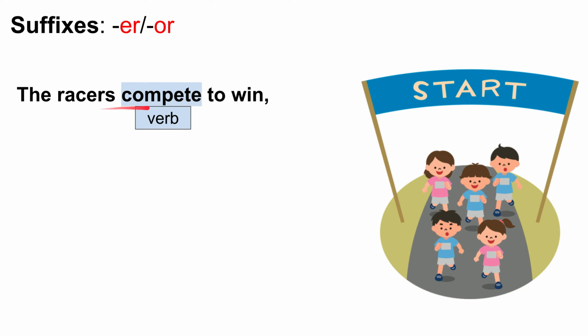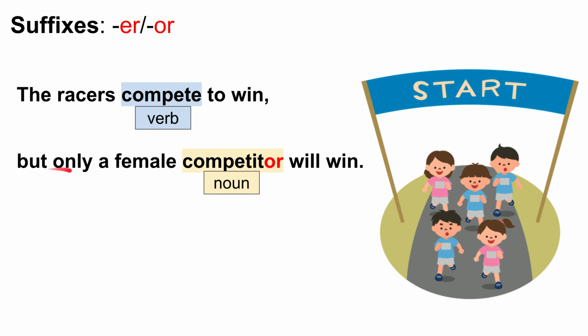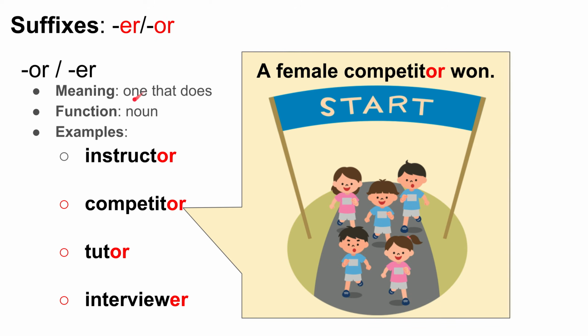For example, the racers compete to win. Compete is a verb, but only a female competitor will win. Competitor is a noun, or is a suffix for nouns. Okay, what does or mean? It means one that does. We use this generally for objects that do a job or people that do a job. Other examples of or: instruct, the verb, instructor, the noun. We looked at compete, the verb, competitor, the noun.